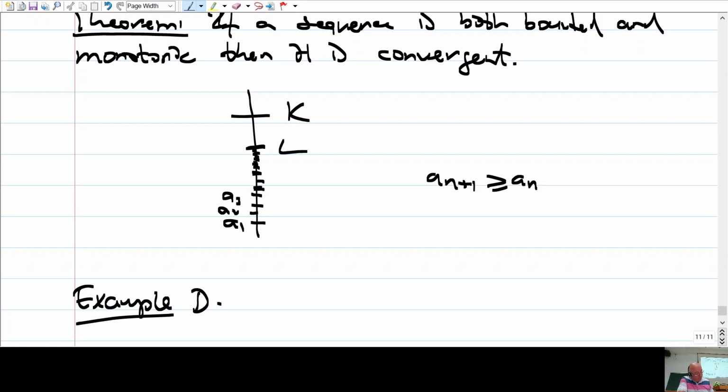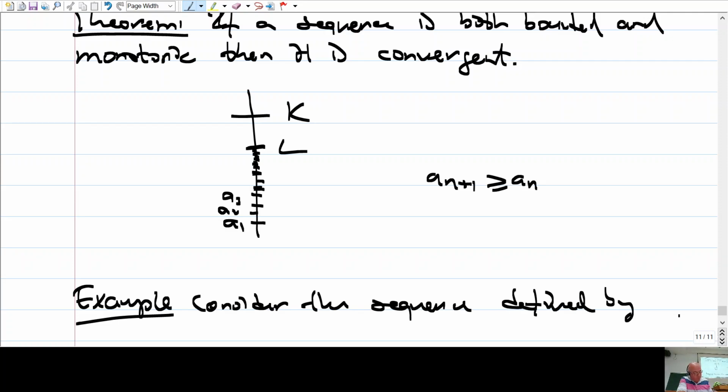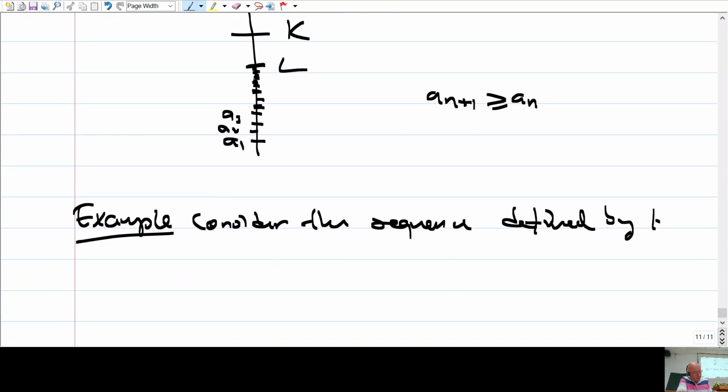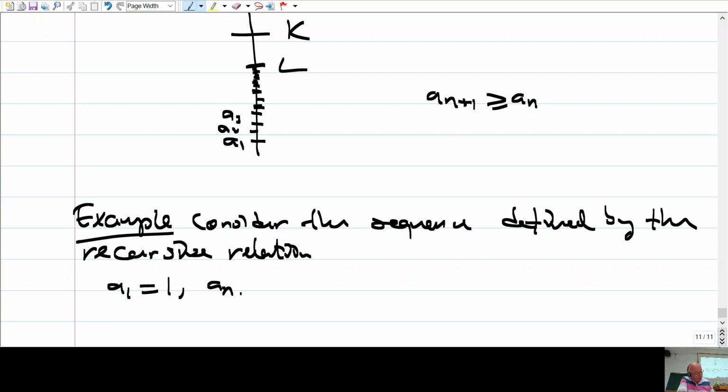Consider the sequence defined by the recursive relation a1 is 1 and a(n+1) is the square root of 6 plus an, for n from 1 up to infinity.